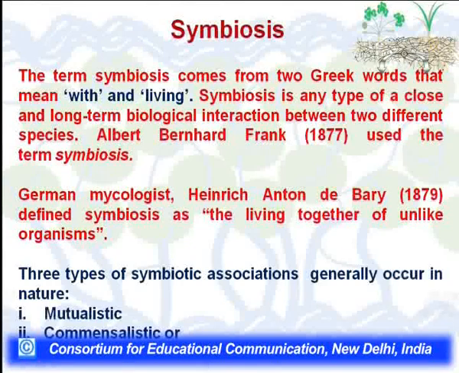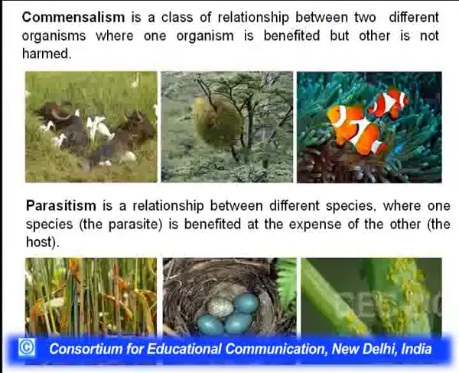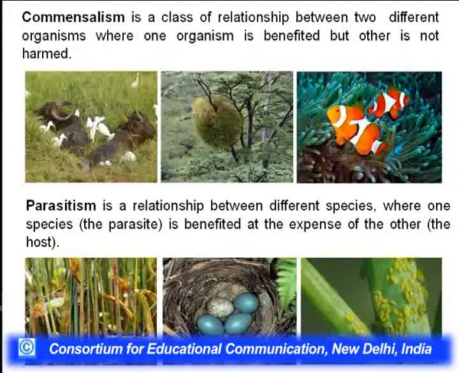In nature, three types of symbiotic associations are more common. One of them is mutualistic association. Another is commensalistic association and parasitic association. So let me first explain what is commensalism. Commensalism is a class of relationship between two different organisms, where one organism is benefited but other is not harmed.